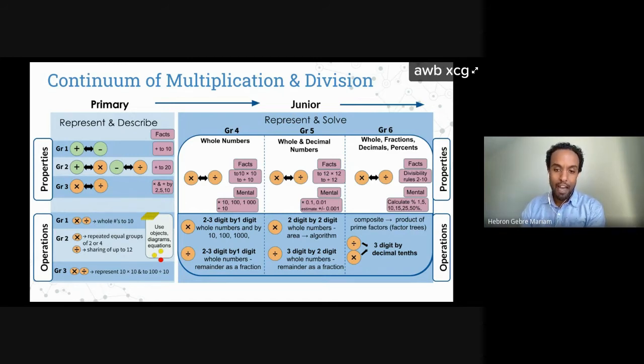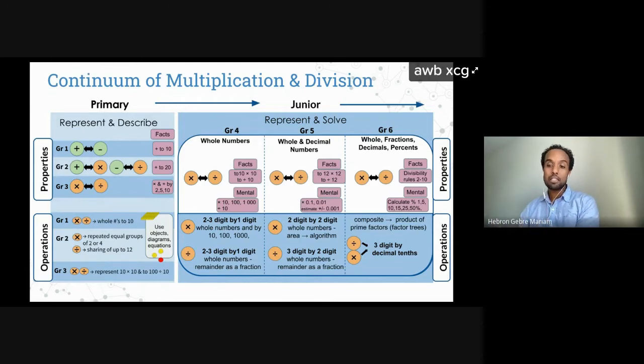You see some of those facts growing. In grade 4, they're doing mental math facts of 10 by 10, dividing by 10, and doing some multiplication of 10, 100, 1,000 and dividing by 10. In grade 5, it's growing to 12 by 12 and dividing by 12, dealing with some mental math multiplication of decimal tenths and hundredths, and some estimation with decimal thousandths.